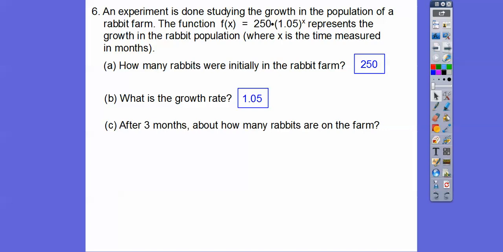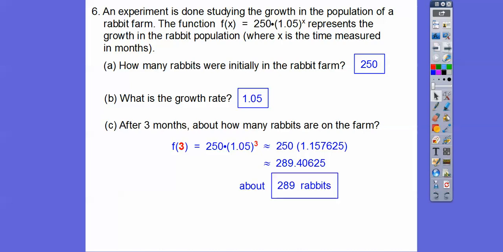And then after 3 months, how many rabbits are in the farm? That just means we're going to plug in x equals 3 into f of x, so it's going to be 250 times 1.05 to the third power. If we plug that in our calculator, using our exponent feature, it's going to be 250 times 1.157625. When we multiply that, we get that. So about how many rabbits is that? Let's round, you guys. That's going to be about 289 rabbits in the rabbit farm after that.